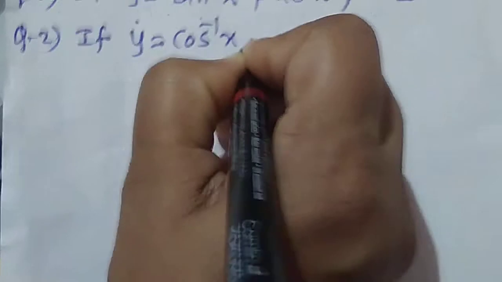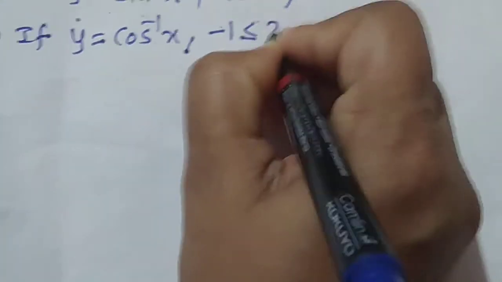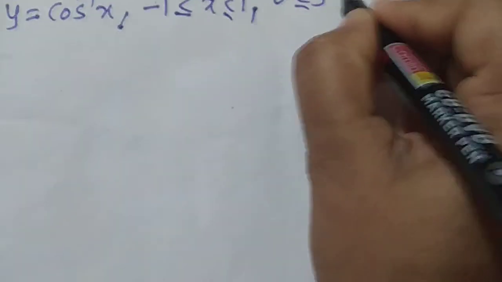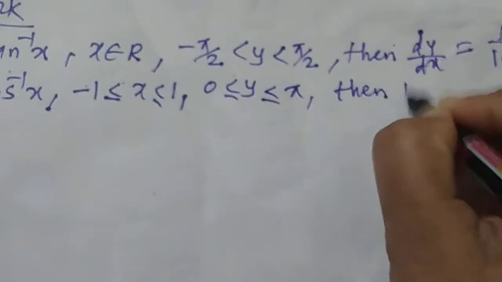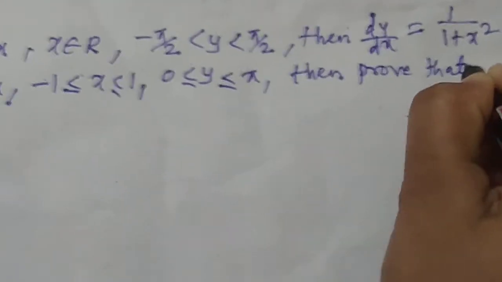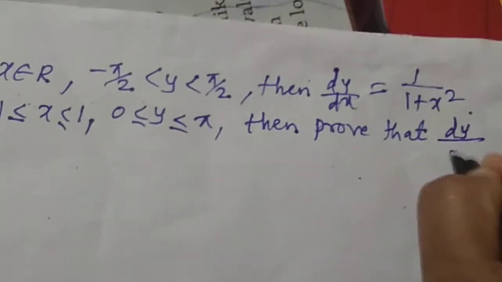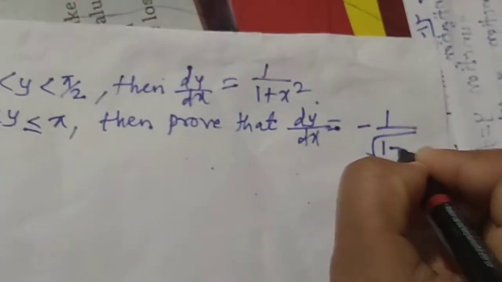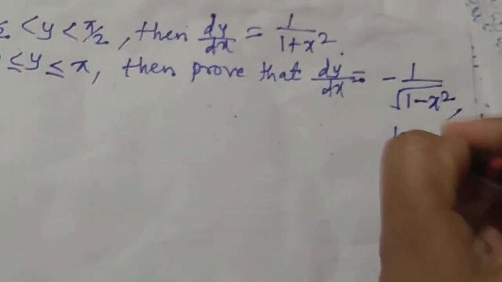If y is equal to cos inverse of x, minus 1 less than or equal to x less than or equal to 1, 0 less than or equal to y less than or equal to pi, then prove that dy by dx is equal to minus 1 upon root 1 minus x square, where modulus of x less than 1. See these examples and again write down.